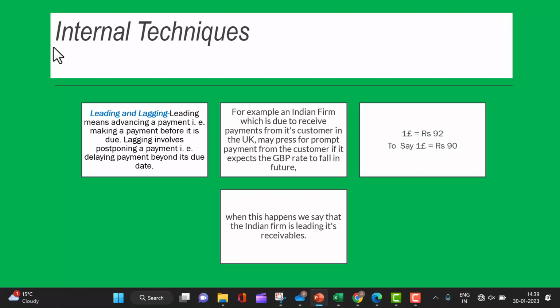Now, these are internal techniques, and they depend upon the cooperation of your customer or your supplier, if he is willing. If you have to make the payment immediately, he'll accept it. But if you are asking for an early payment from a customer, if you are exporting, then it will all depend on your customer whether he pays upfront or not.